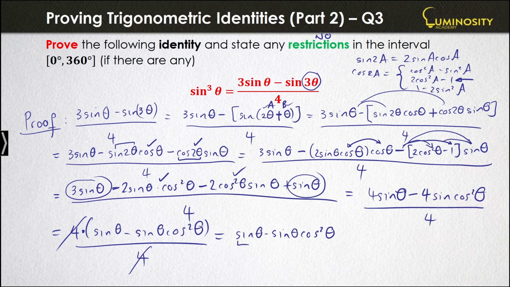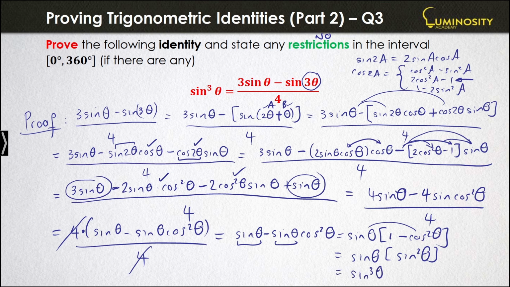Now I've got a sine theta that's common to both terms, so I can pull that out as a common factor. So sine theta times 1 gives me sine theta, minus, and then cos squared theta here, because when I multiply that out, I get sine theta cos squared theta. Lastly, 1 minus cos squared theta, that's a famous trig identity. That becomes sine squared theta. So sine theta times sine squared theta, that is sine cubed theta. And that's exactly the left-hand side.